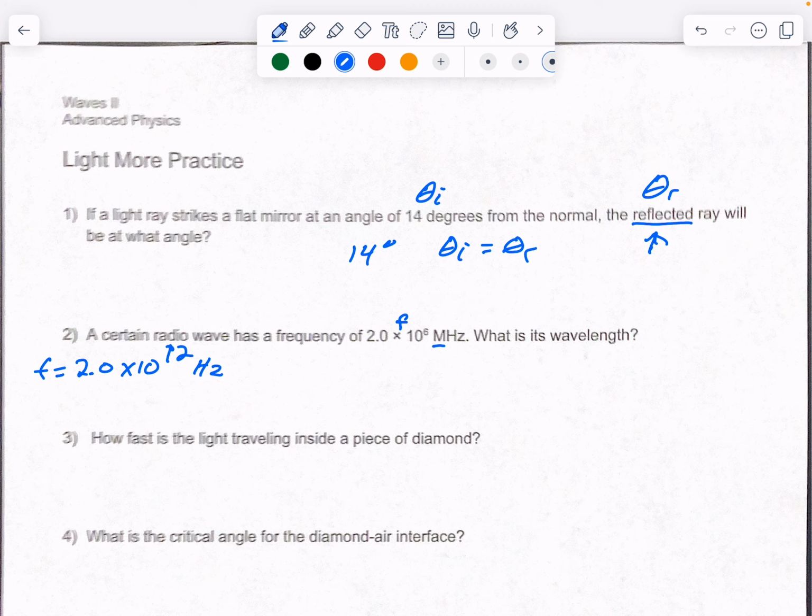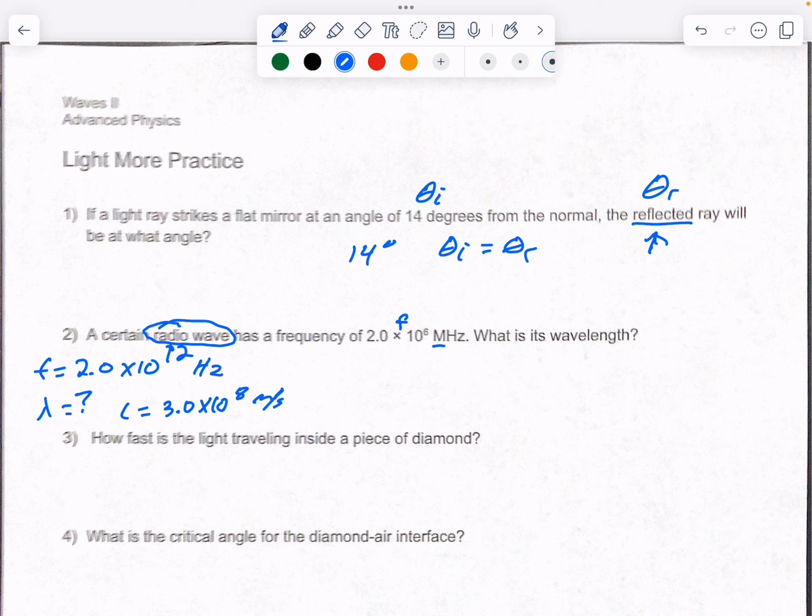And then it says, what is the wavelength? So that means wavelength is a question mark. Now this is where everybody's like, well, you only gave me one thing, how do I do this? I'm talking about a radio wave. Remember, a radio wave is an electromagnetic wave, and all of those travel at the speed of light. So that means you're using c equals 3.0 times 10 to the 8th meters per second.